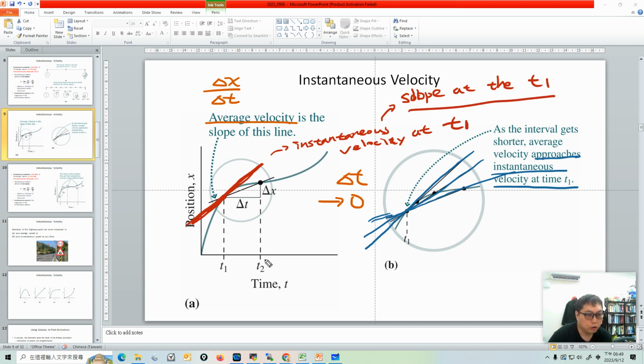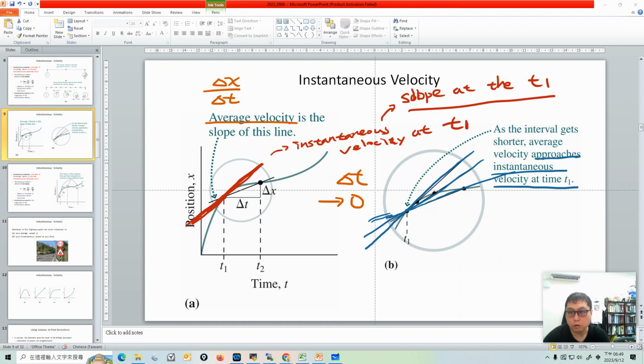The instantaneous velocity at t2 is the slope here. I don't want to draw it again because it's already a little messy. That's the instantaneous velocity at t2, the slope or tangent at t2. So that's the definition of instantaneous velocity. It's just the derivative of position with respect to time.